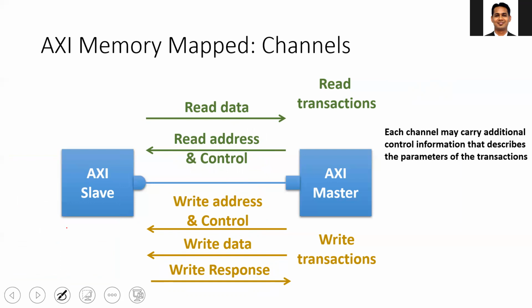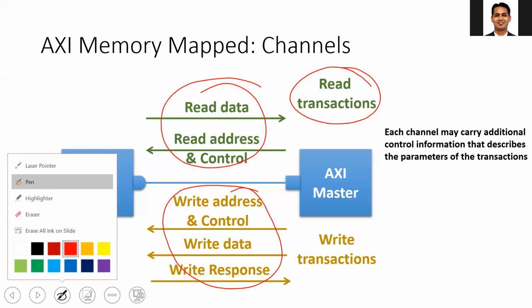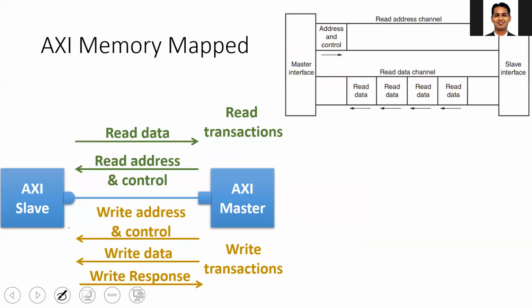Also, you need to understand that the read transaction has separate channels and the write transaction has separate channels. So at a time, you can have simultaneous read and write transactions between the master and slave. It is not limited that on one AXI link you can have either read or write. Since the bus is parallel, you can have both read as well as write in parallel.